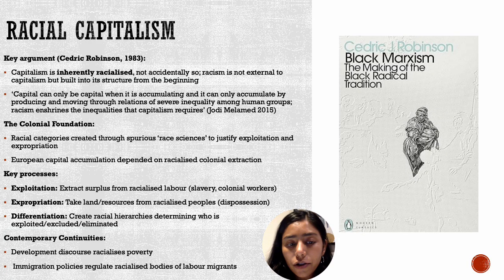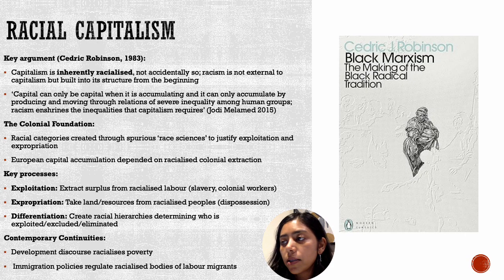Now, racialization has colonial foundations, as we all know. Racial categories were created through spurious race sciences to justify exploitation and expropriation through colonial plunder. European capital accumulation depended on racialized colonial extraction, as we have been talking about all this while. And much of this colonial extraction was determined by discourses of certain races being inferior, being incapable to take hold of their own destiny, and requiring superior races to take charge.